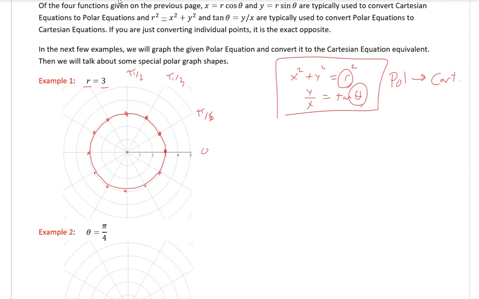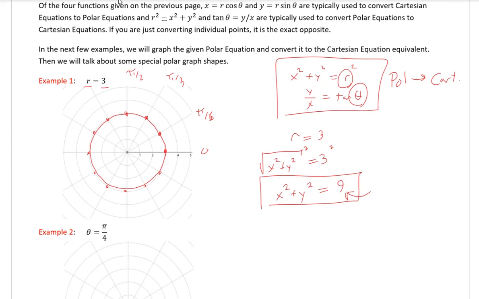In this case, I just have r equals 3. So I'm going to replace r with the square root of x squared plus y squared. Then if I square both sides to get an equation that looks a lot more familiar, I get x squared plus y squared equals 9. This we should recognize as the definition of a circle with a radius of 3.